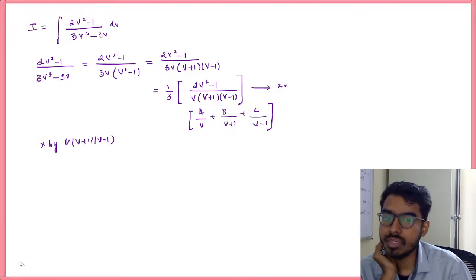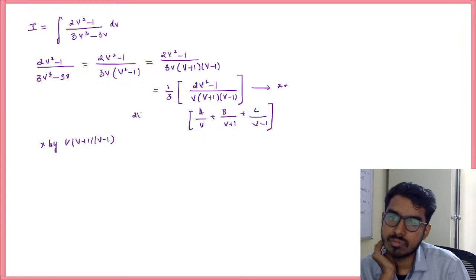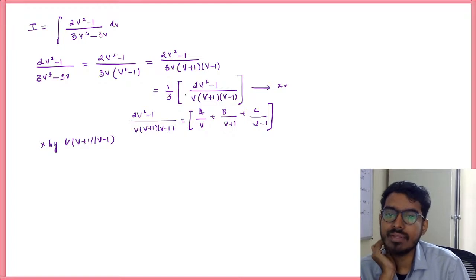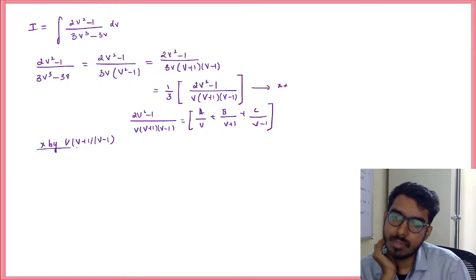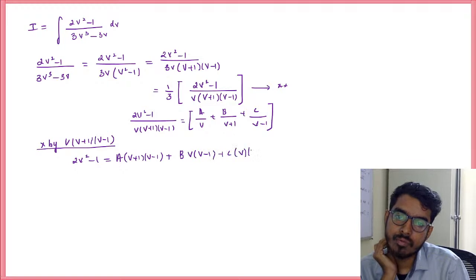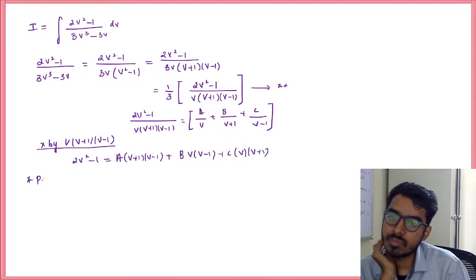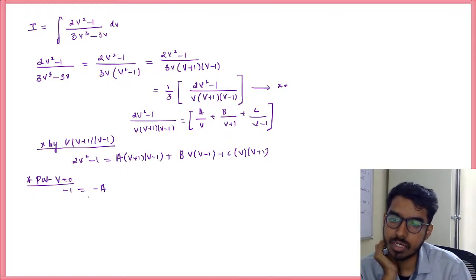Let's find the value of 2v² − 1 divided by v(v + 1)(v − 1). After that, we'll multiply 1 by 3 throughout. So multiplying by this term, we will have 2v² − 1 equal to a into (v + 1)(v − 1) plus b into v(v − 1) plus c into v(v + 1). So put v is equal to 0. We will have −1 is equal to, these two will be 0, we have minus a, right? 0 plus 1, 0 minus 1. That means a will be equal to 1.